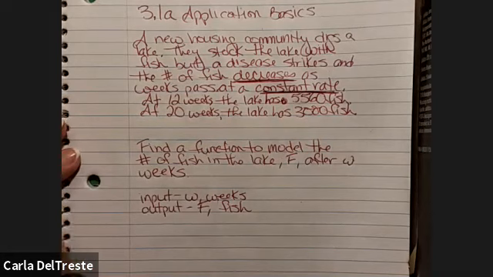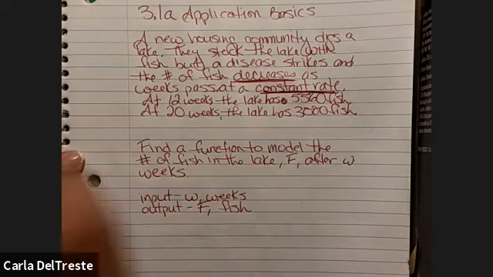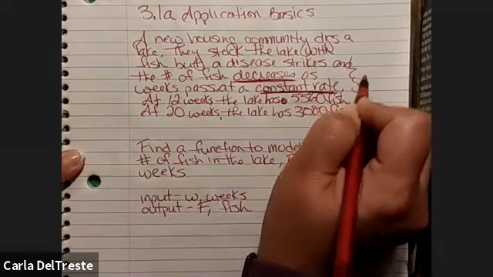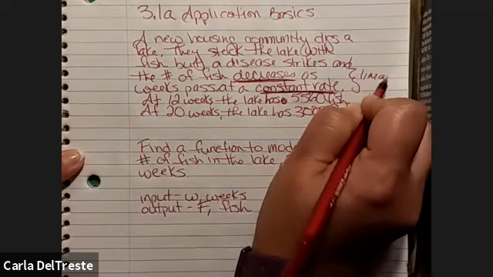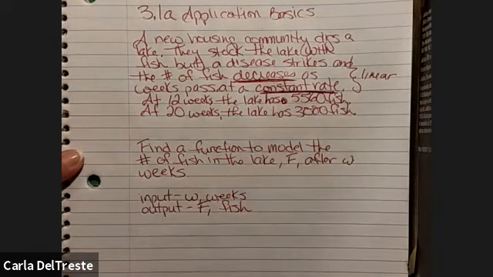That tells me that it's the same number of fish dying every week. That sounds very linear. Same number of fish are dying, constant rate. That's what that means. So these two things are clues that I'm talking about a linear relationship.